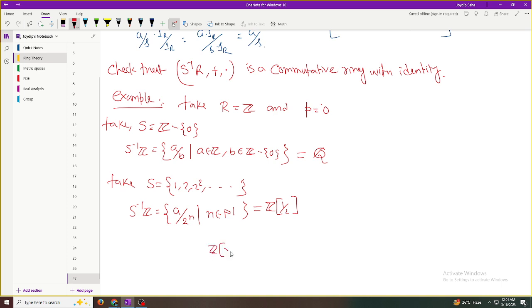Zx, what is Zx? The set of all polynomials with coefficients coming from Z. Now what is Z half? Evaluate x at half. Then the elements are said to be Z half. So elements look like a0 plus a1 times half plus up to an times half to the power n. Now add them, then you get a by 2 to the n form. Okay.